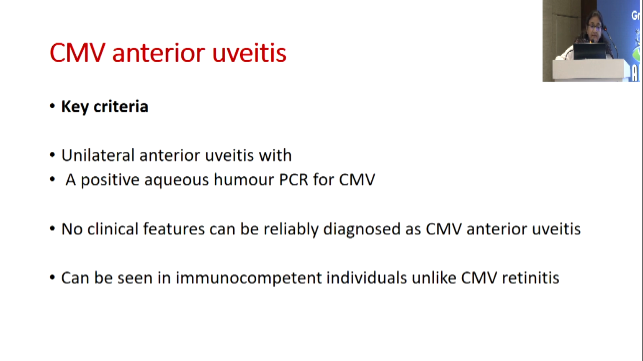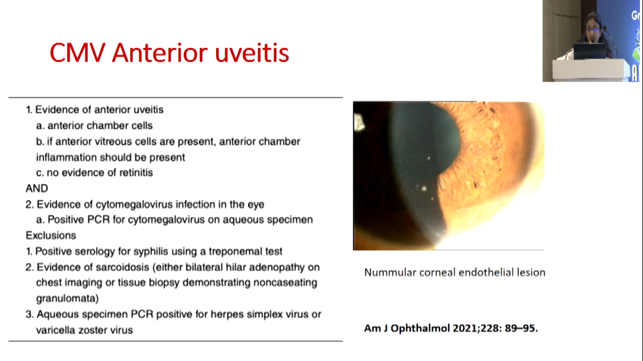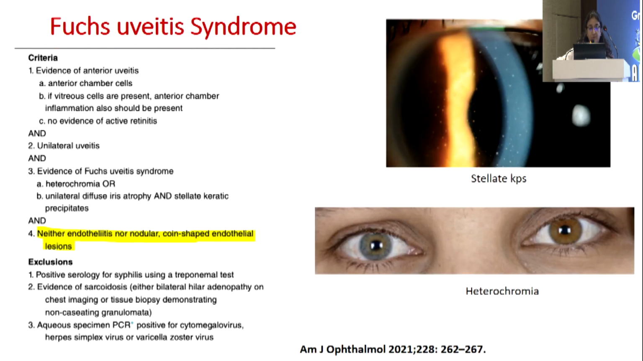So the key criteria proposed by SUN is that it has to be a unilateral anterior uveitis with a positive aqueous humor PCR for CMV, and we need to understand that no typical clinical features can reliably diagnose CMV anterior uveitis. We can also have immunocompetent individuals, unlike CMV retinitis, presenting with CMV anterior uveitis, and this is the detailed criteria which has been proposed.